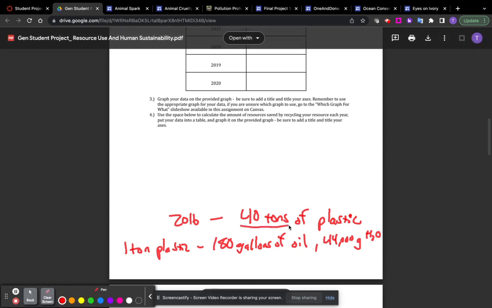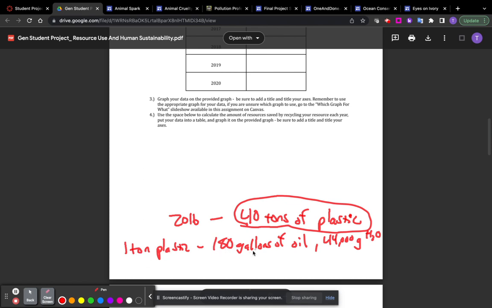Remember this, the tons of plastic you got from those data tables, that's real data from Delran. This is how much was recycled. So every time they make new plastic, it takes this much to make a ton of plastic. But if we can recycle the plastic, they don't have to use this. So we're calculating how much they can save. So there's a couple ways you can do this.